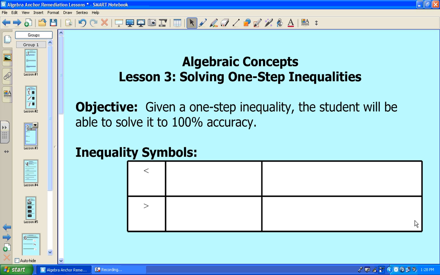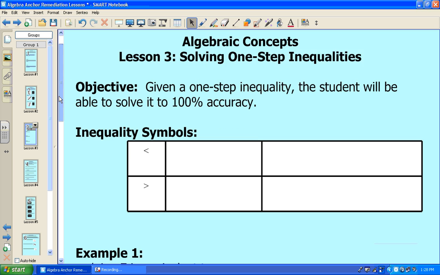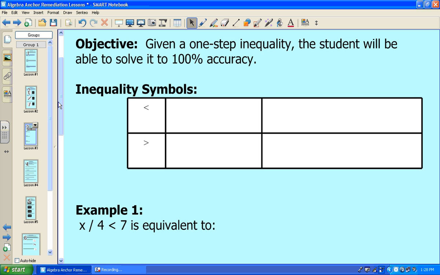Okay, we are now on lesson 3 of algebra concepts. This time we are solving one-step inequalities. The objective is, given a one-step inequality, the student will be able to solve it to 100% accuracy. First of all, you have to know what an inequality symbol is. There are 4 basic inequality symbols, but we're only going to be dealing with 2 of them right now.